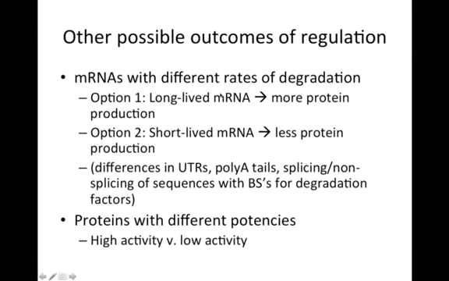Well, what that means is that the long-lived one is going to produce more protein because it's around for more time, and the short-lived one will produce less protein. So this is another way of subtle regulation: producing two mRNAs that both produce protein, but one of which is around for longer. And this kind of thing can happen by splicing differences or even promoter differences, differences in UTRs, differences in polyadenylation, which we haven't discussed much, splicing of sequences with binding sites for degradation factors, all sorts of things.